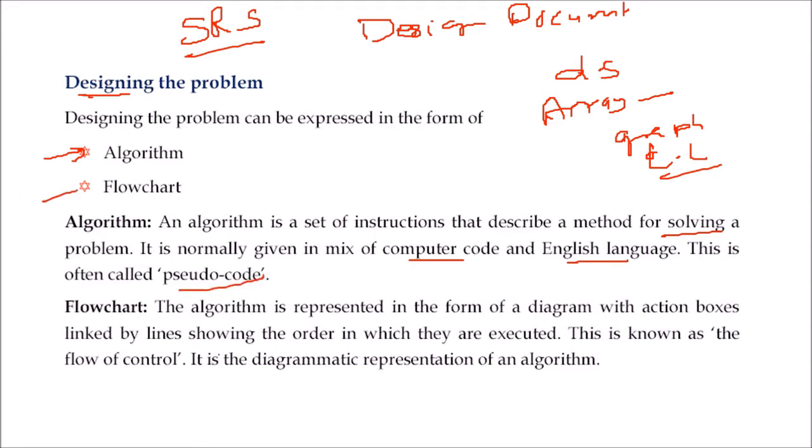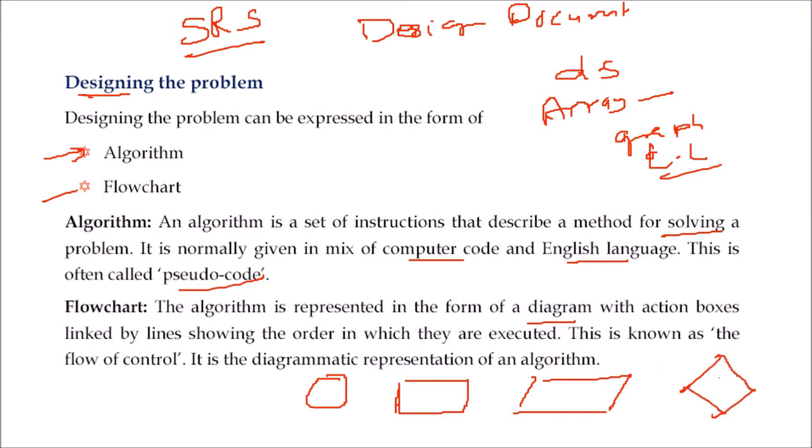You can also write a flowchart, which means you can represent the problem solving in a diagrammatic manner. You can use the start and end like this. You can use the processing like this. You can take input and output in this kind of symbol or figure, or you can make decisions like this. So this is a diagrammatic view.